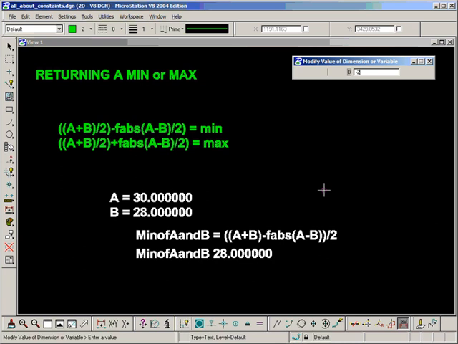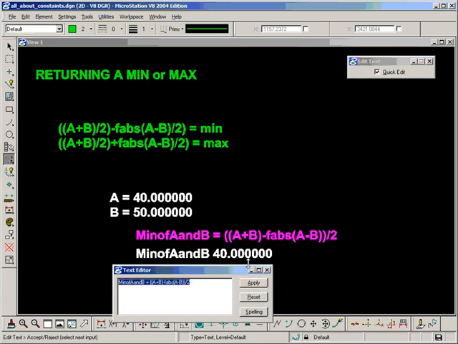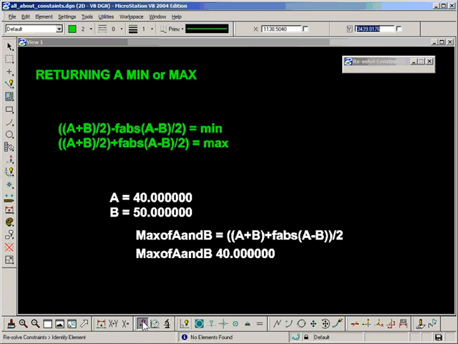Let's test that with negative values, just to be on the safe side. Let's change A to minus 40. So that proves that's working. That's a convenient one, I use that one quite a lot. And as I say, if you want to get the maximum, change that to a plus, and reevaluate. And it'll give us the maximum.